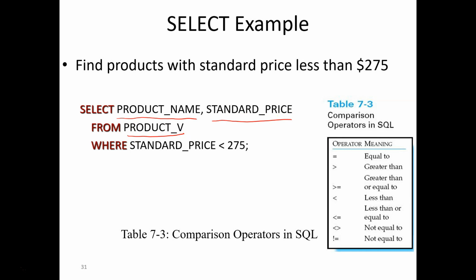Both of these fields can be obtained from the product table, or the product view in this case. The V stands for view. A view is the same thing as a table. And where, followed by a condition, where the standard price is less than 275. What does the result look like in this case? Well, the result is going to be a table with two columns. The first column will have product name. The second column will have standard price, with all the products that have a standard price that's less than 275 listed in this table.